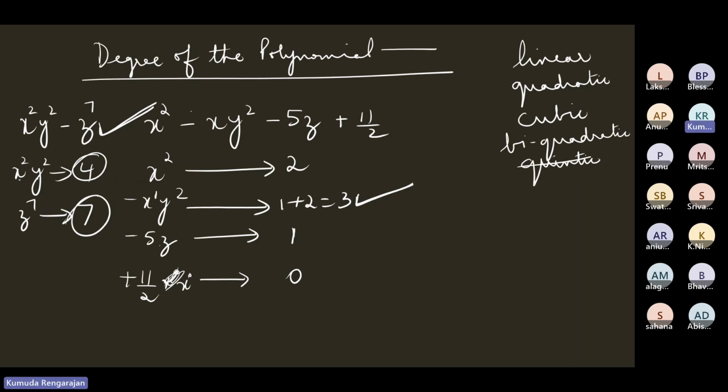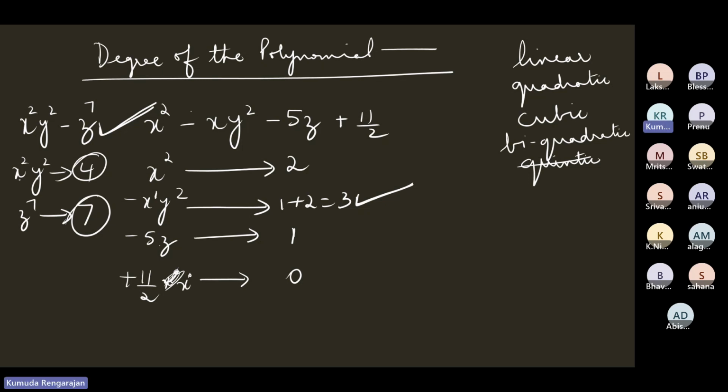If the degree of the polynomial is 1, it is called a linear polynomial. If the degree is 2, it's a quadratic polynomial. If the degree is 3, it's cubic. If the degree is 4, it's biquadratic. We'll stop there. For other powers, you don't have to give a special name. You can just say that the degree of the polynomial is 100 or whatever.